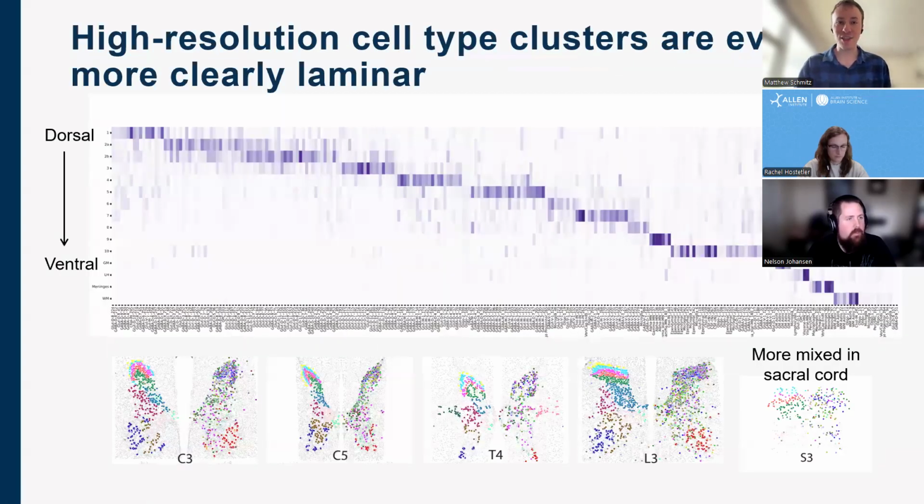Yeah, and then if you look at even below the group, at the cluster level, if you go dorsal to ventral, you find that the clusters are even more clearly laminar. And yeah, this is true across the cervical, thoracic, and lumbar parts of the cord. And then the lamination gets a bit more mixed in the sacral, as you can see.